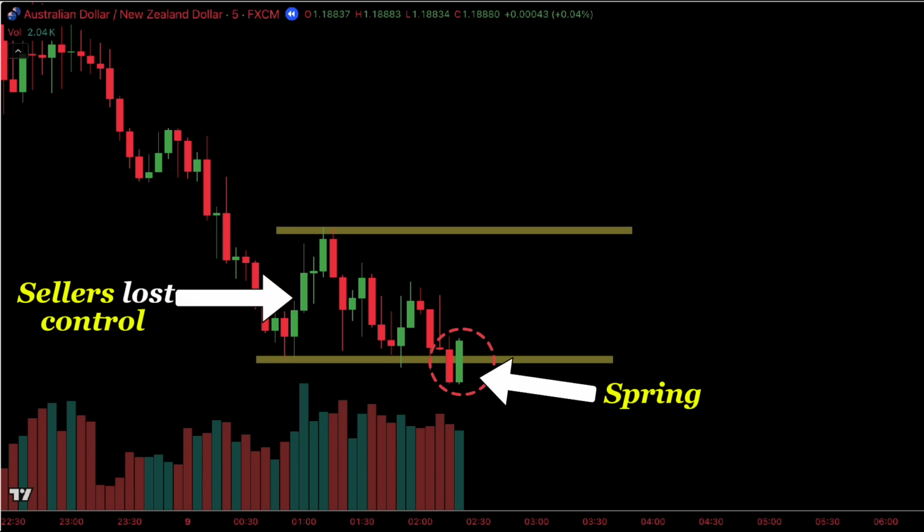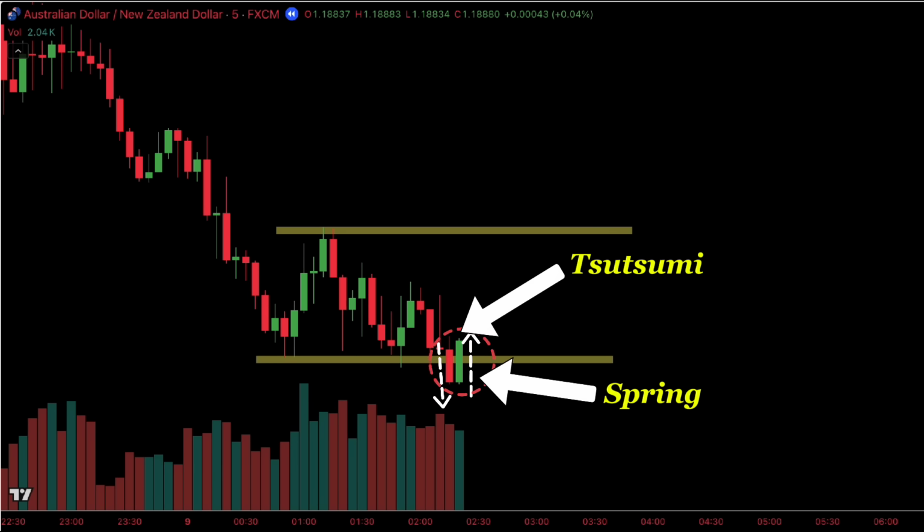Look at what happens. As you can see, the market breaks below the accumulation phase and then closes back above it. This is a clear spring, or what we call a sell-side liquidity sweep. This candlestick pattern is what Munihisa called a bullish tsutsumi. He considered this pattern powerful because it shows that buyers have engulfed sellers. And when this happens during a liquidity sweep, it gives the pattern even more strength.